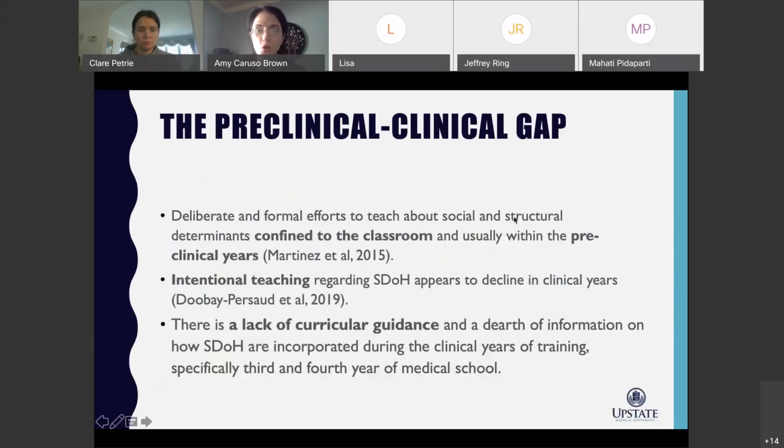There's quite a bit, and I think many of you who have expertise in this area will be familiar with these, of deliberate and formal efforts to teach about social and structural determinants of health, but they're much more often in the literature and in our anecdotal experiences and talking to faculty at other schools in the classroom rather than in the clinical years. And part of that clinical curriculum in general is more informal and less structured. But there's also a sort of lack of guidance about how this should be done during the clinical years of training, especially the third and fourth year of medical school.